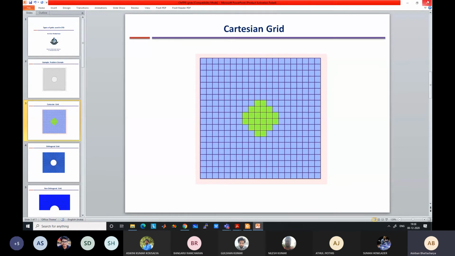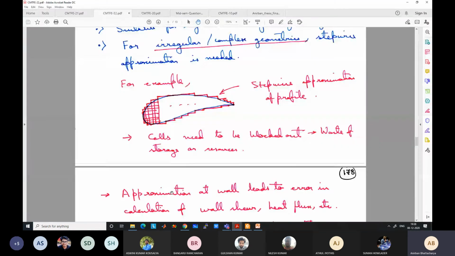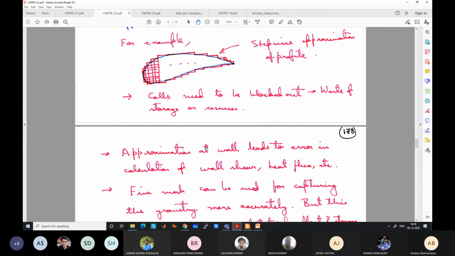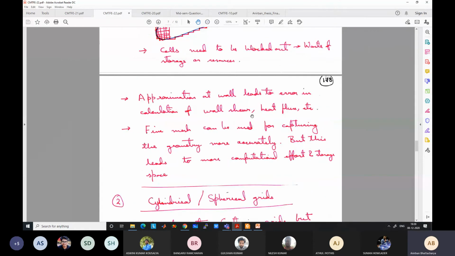But that is what I mean by blocking of extra cells which are not taking part in the calculation. You have to involve them in the calculation because your i has to go from 1 to 100 for any length, any height. But in some of those cases, you can just take zero values as if there is nothing present there. Approximation at the wall leads to error in calculation of wall shear and heat flux that we have just told. Fine mesh can be used for capturing the geometry more accurately, but this will lead to more computational effort and storage space.